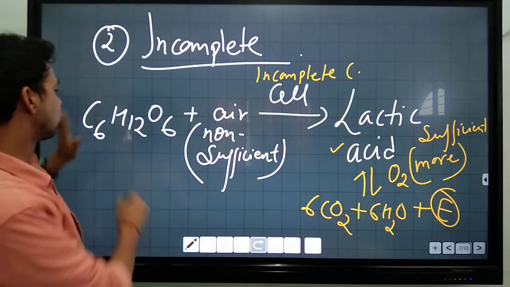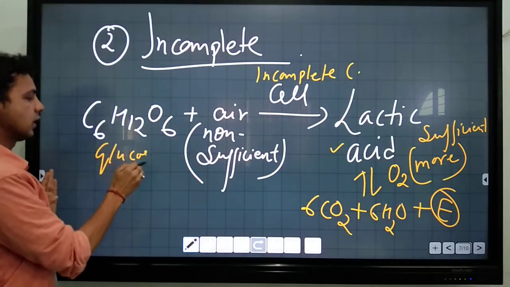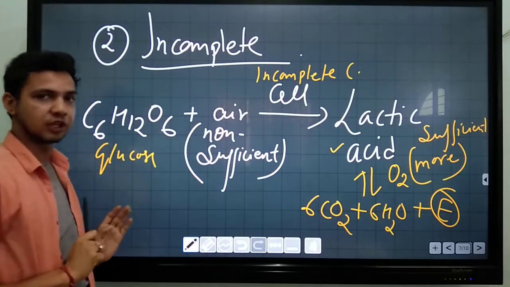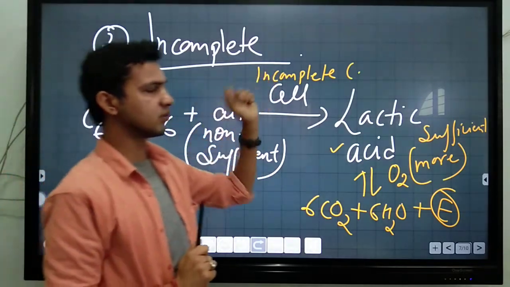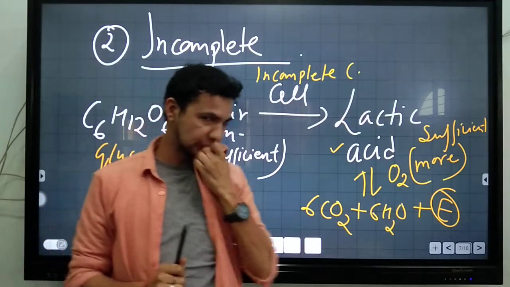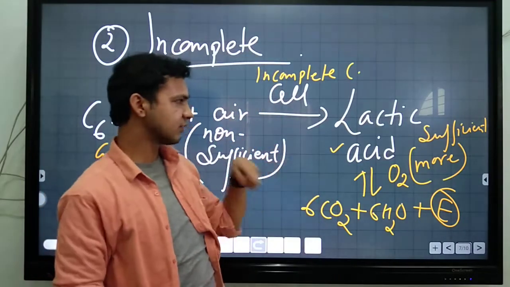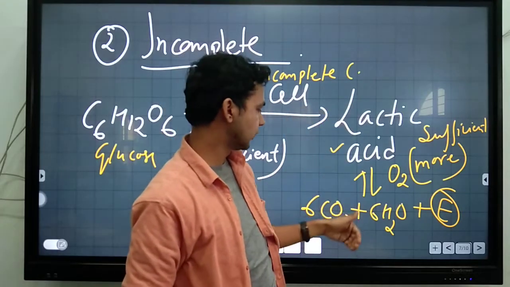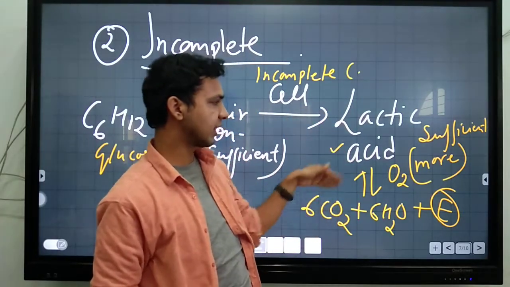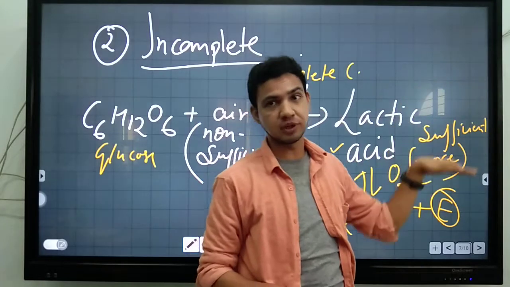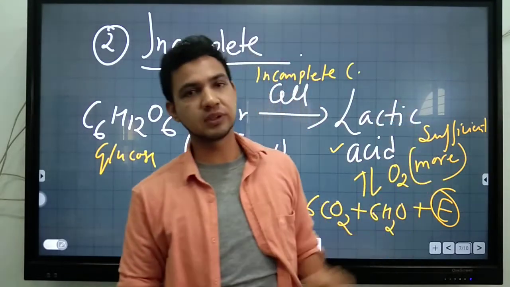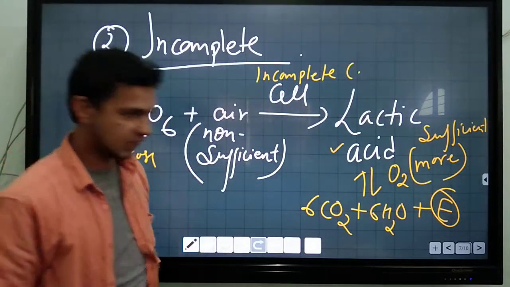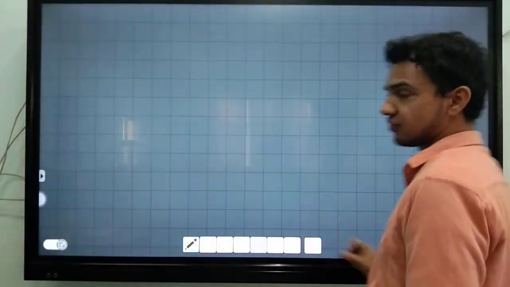So when glucose is converted into lactic acid in the presence of an insufficient amount of oxygen, that process is known as incomplete combustion. But in the case of lactic acid, when it is converted again into water and carbon dioxide when we pass a sufficient amount of air, this is the best example of complete combustion. So here both complete and incomplete reactions take place. Similarly, I am giving you the last example.